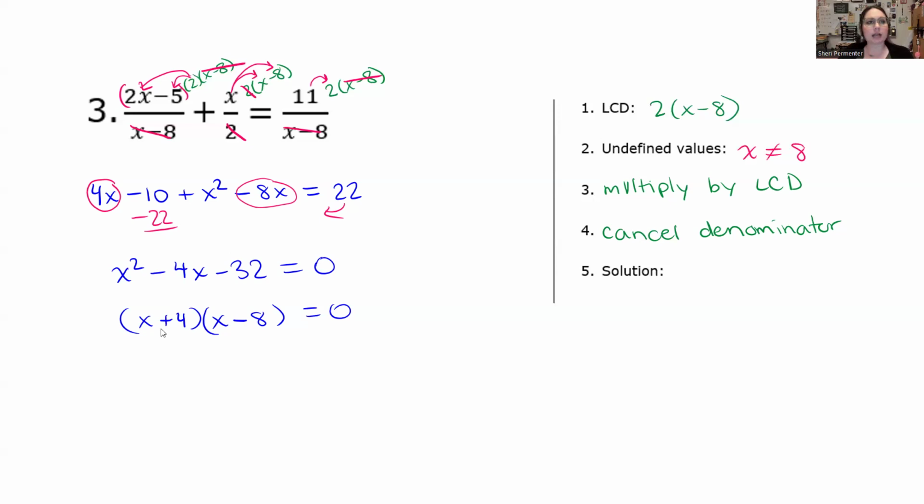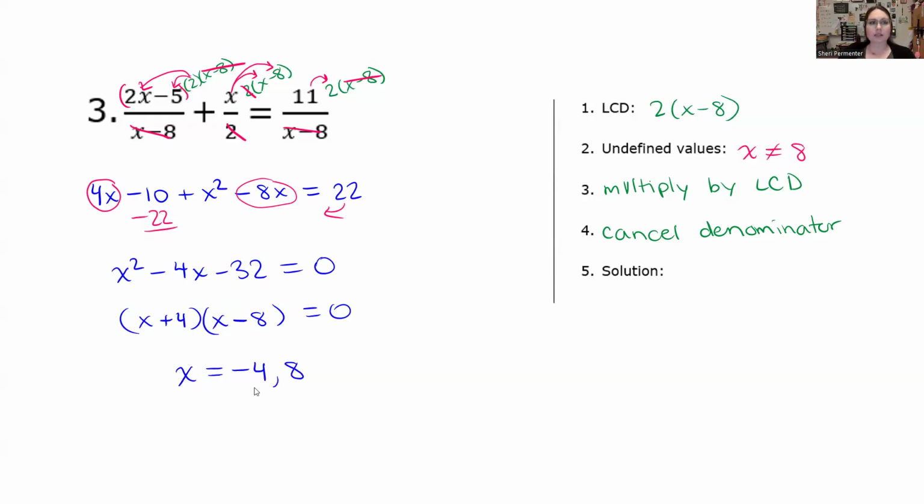And I got to double check. Positive times a negative is going to multiply to make a negative. So good. I am fully factored. When I'm fully factored, I can identify my solutions. My solutions are going to be negative 4 and positive 8. Before I can box those solutions and put them over here, I have to double check that they are not on the undefined values list.